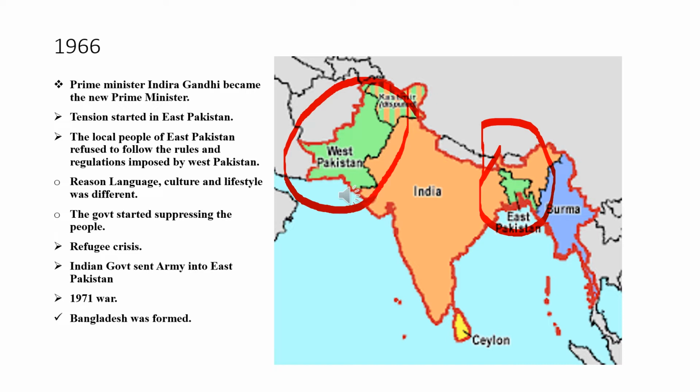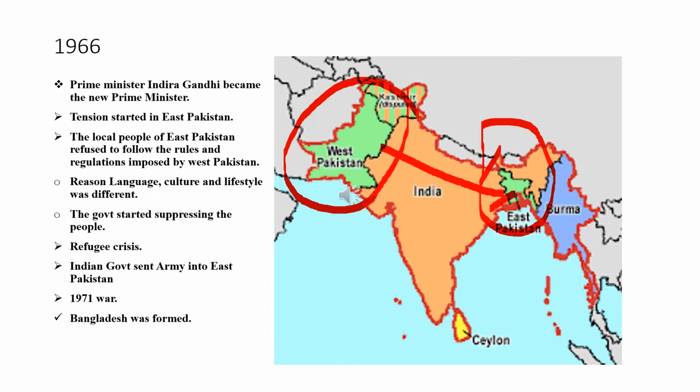So, the West Pakistan government was ruling East Pakistan, which led to a lot of problems for the people in East Pakistan. The reasons were that the people in East Pakistan said their language, culture and lifestyle were totally different, due to which the West Pakistan government started suppressing and oppressing the people, so much so that the people started leaving East Pakistan and coming to save their lives. They ran into India and started settling, due to which India faced a big refugee crisis.